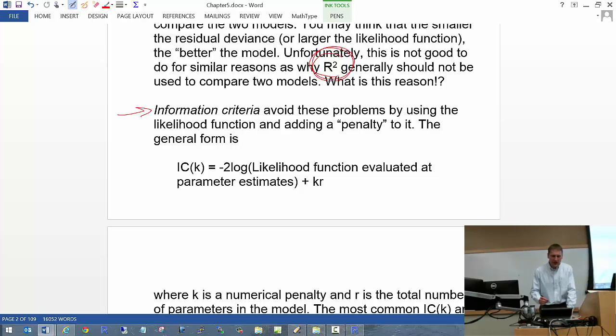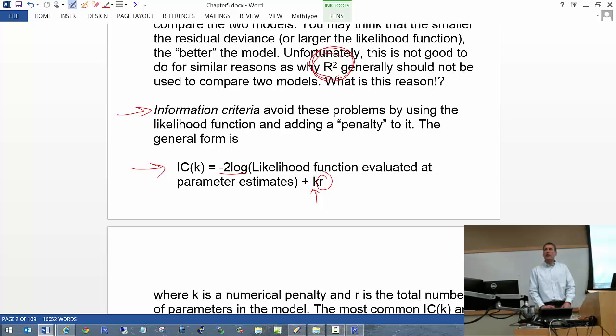And this is what the information criteria looks like. It's going to be a function of k. That k is going to be our penalty that we assess for continuing to add variables to our model. You're going to take -2 log the likelihood function evaluated at the parameter estimates, plus your penalty, which will be some positive number, k, times the number of parameters in your model. Let's just call that r, for lack of a better way to represent it.